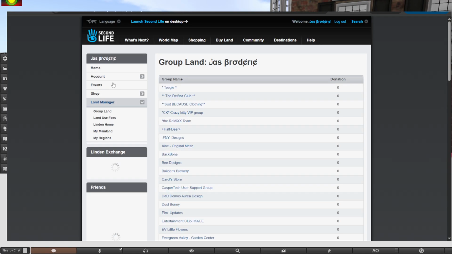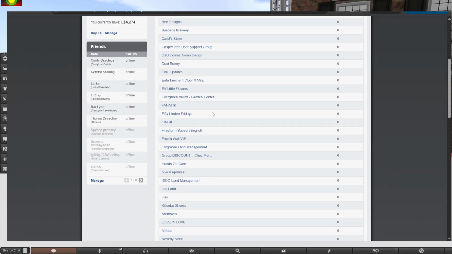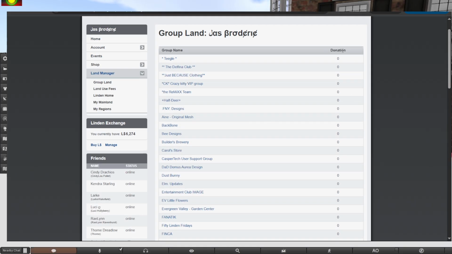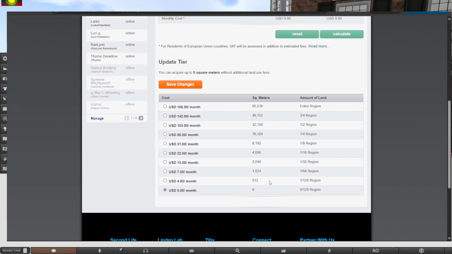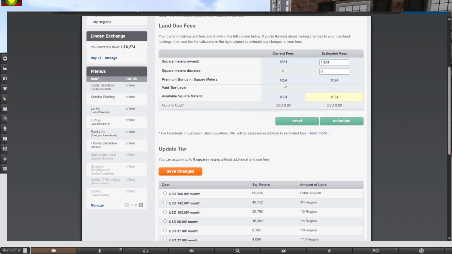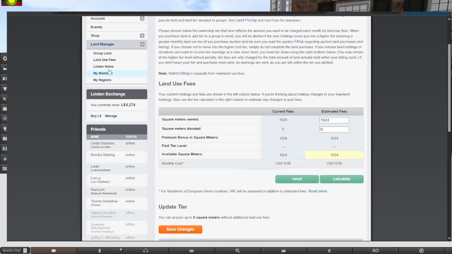So I'll show you group land. These are all my groups. And this just tells me if I've donated any of my land to the groups. I have not. Land use fees, that's where we were, where you can find out how much I would have to pay if I went over my membership allotment for my free, my bonus.